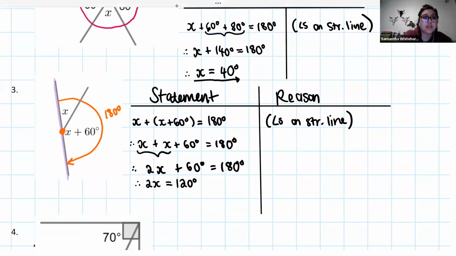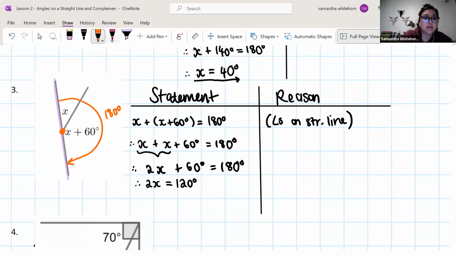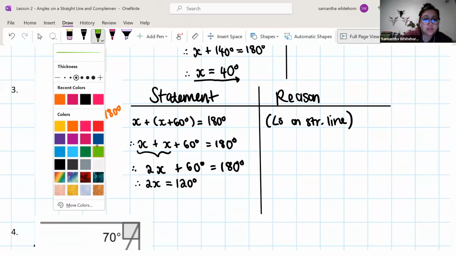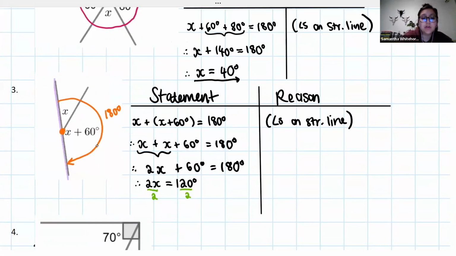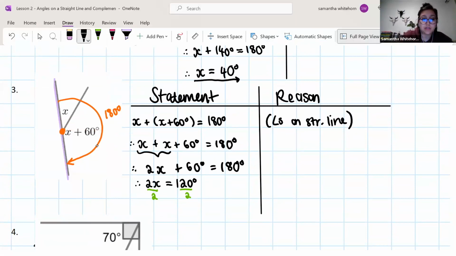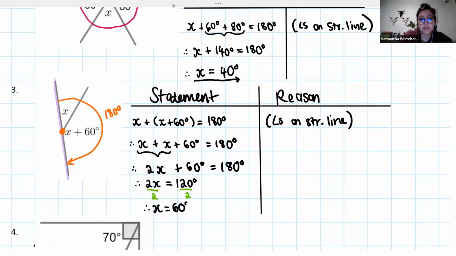Now remember, you are determining the value for x. So what we now want to do is divide both sides by 2, because I don't want the value of 2x, I want the value of x. And so x is equal to 60.